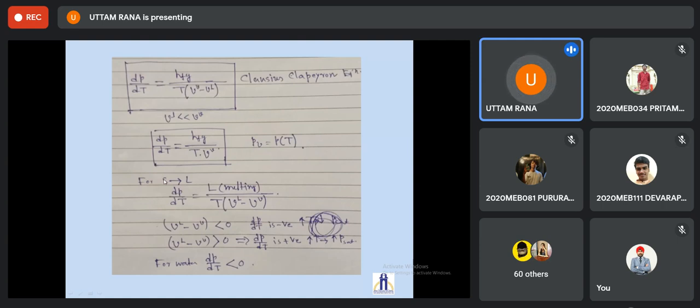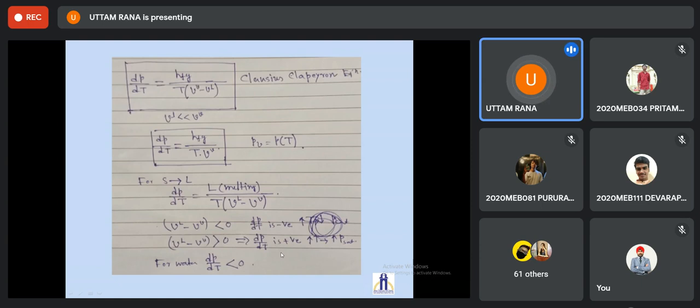Similarly, for solid to liquid transformations, what would happen in that case? L will be equal to the latent heat of melting, and it will be equal to T times VL minus VB. Now, if you consider water, during the phase transformation VL minus VB is less than 0, so dP/dT is negative. For substances where VL minus VB is greater than 0, dP/dT is positive.